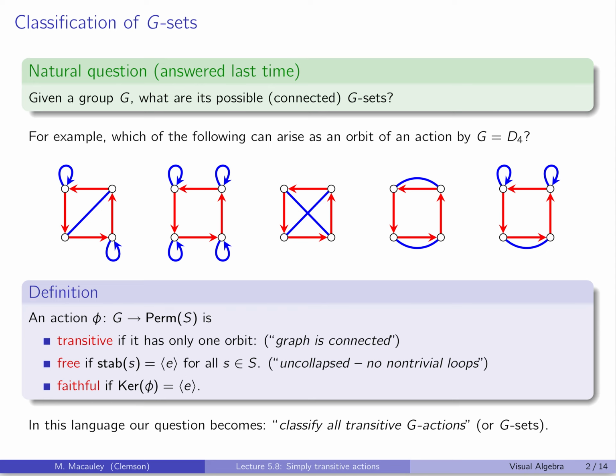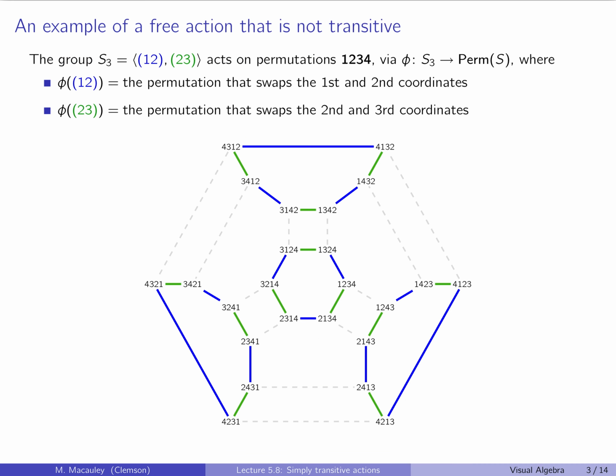So in the previous lecture, we classified all transitive actions. And in this lecture, we will classify actions that are transitive and free. But first, let's see a few examples of actions that are free and not transitive. Recall that we've seen some that are transitive and not free. In particular, the two examples up here that actually arise are transitive actions that are not free. Let's now see an example of an action that is free but not transitive.